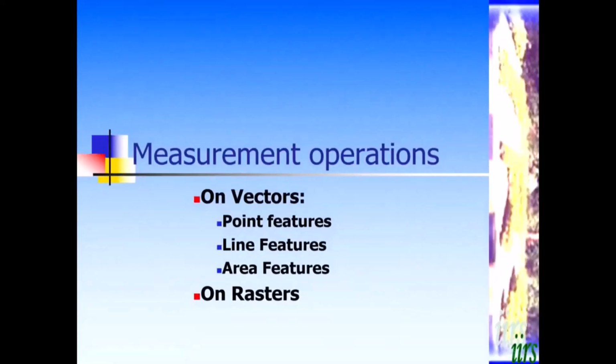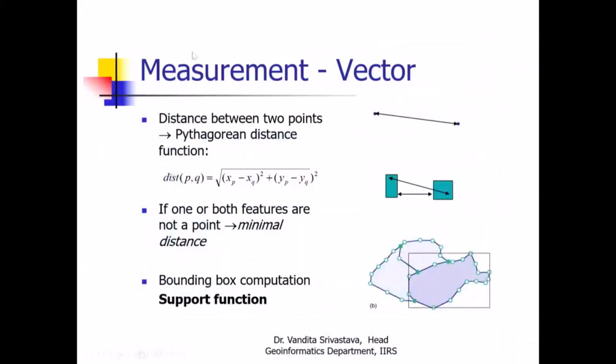Now I would talk about measurement operations which can be performed on raster as well as vectors. On rasters they are much easier, because the raster structure itself makes it easy. You just have to know the pixel size, and you can calculate the other measurements by just multiplying the number of pixels with the pixel size. And in vectors, the calculation is a little intricate, and it requires algorithms to be written. So it is a little more complicated as compared to raster. So here I show you calculations for point, line and polygon.